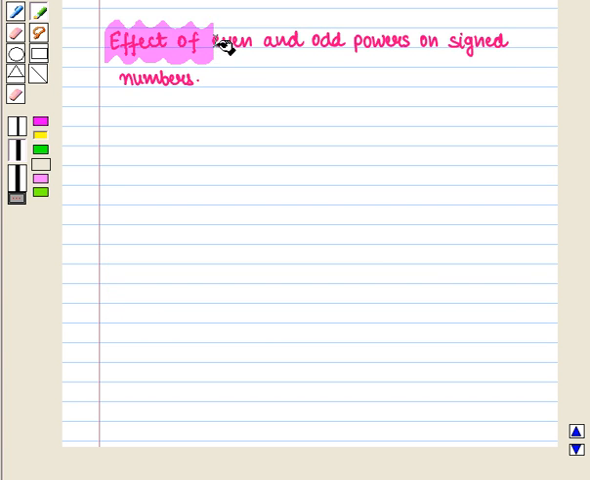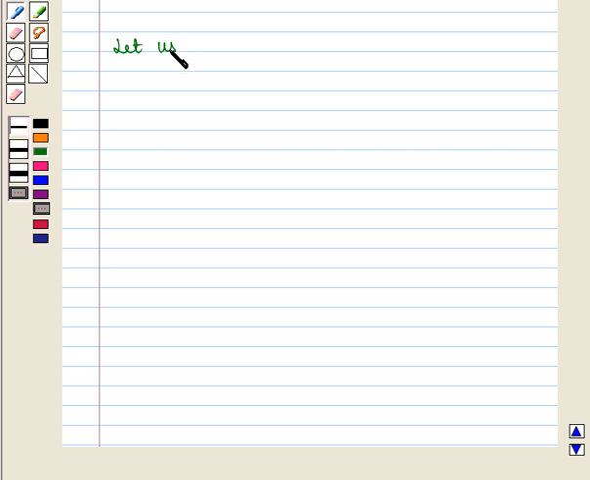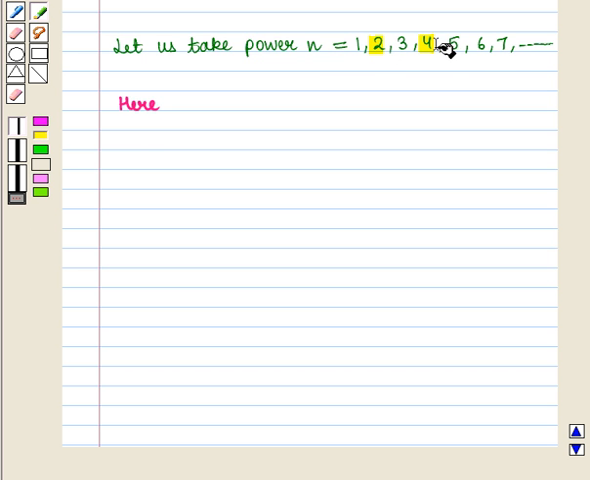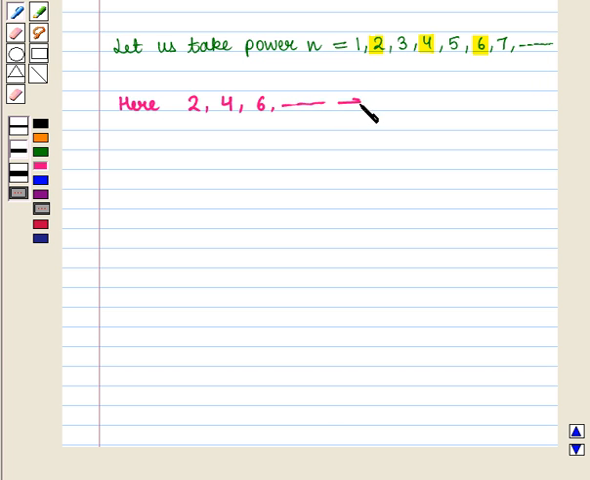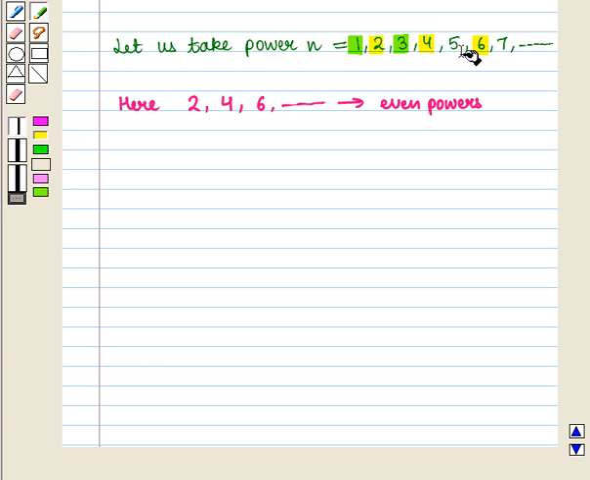Now we will see the effect of even and odd powers on signed numbers. Now let us take power n equal to 1, 2, 3, 4, 5, 6, 7 and so on. Now here 2, 4, 6 will be the even powers. And 1, 3, 5, 7 will be the odd powers.